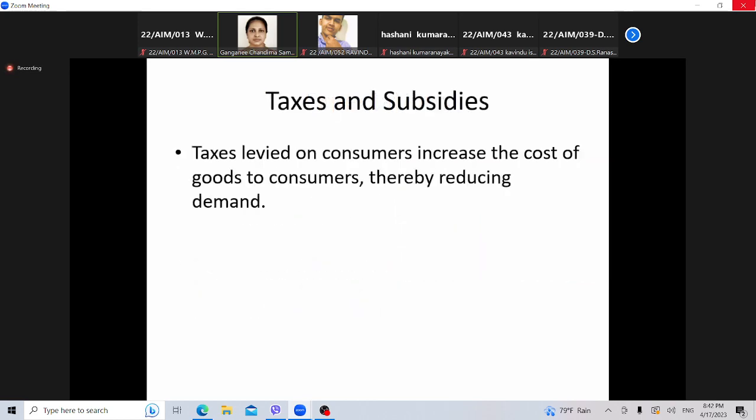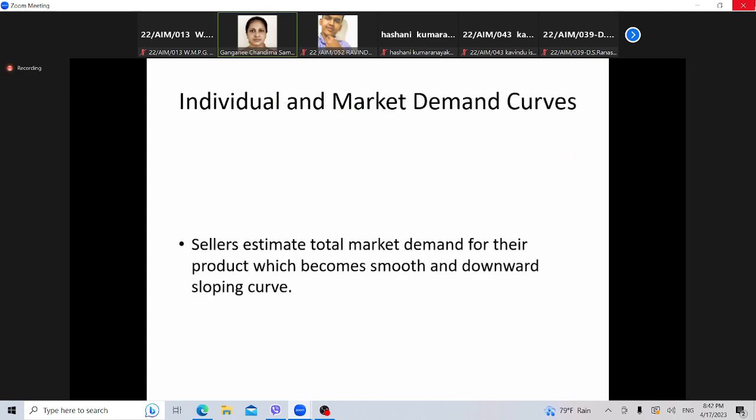Then taxes and subsidies also. Taxes normally increase the cost of goods to consumers, thereby reducing demand. Sometimes import taxes are there to reduce imports, and subsidies are given for the opposite effect. That means if the situation is good for society, subsidies are given to promote production. But if production is low and we are importing things, taxes are applied. So normally these are the other factors.